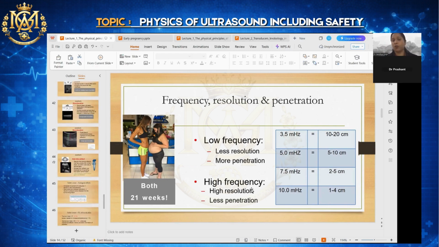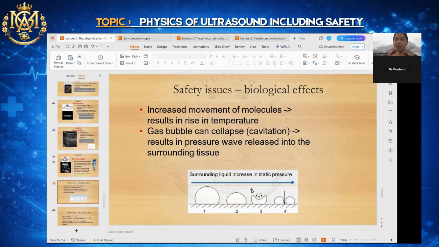See, this I showed you. There will be pressure rising up in the baby. There will be gas bubble formation. All that can happen. That is why there's a safety limit based on the TI and the MI. If you're crossing that, please stop the scan. See, you will not cross that ever. Nowadays, the machines are so good, so beautiful. You will usually not cross that.